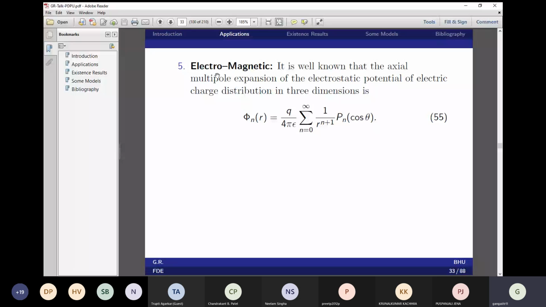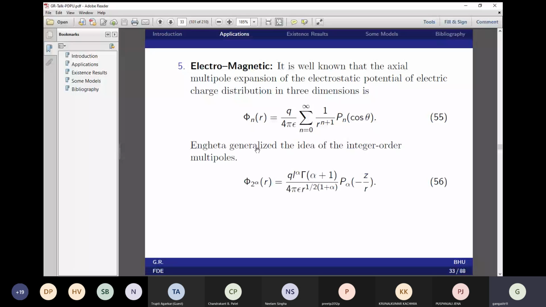Electromagnetics. It is well known that the axial multipole expansion of the electrostatic potential of an electric charge distribution in 3 dimensions is given by this. Basically, Pn represents the ordinary derivative of order n. But it has been realized that the idea of the integer order multipole can be extended using the fractional derivative. So this is another application of fractional calculus.